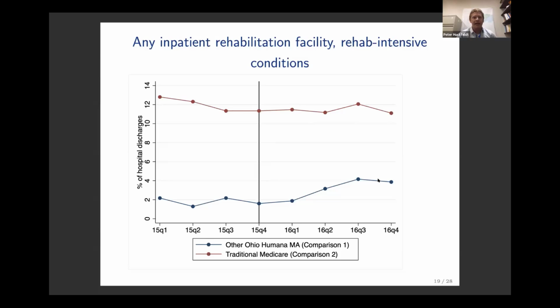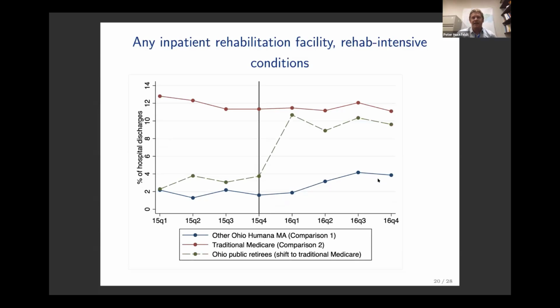So now I'm going to overlay on that Ohio public retirees. And there's just such a switch. In the pre-period, when they're in Medicare Advantage, their use of inpatient rehab facilities is very similar to other Ohio Humana Medicare Advantage enrollees. But when most of them switch to traditional Medicare, their use of inpatient rehab is very similar to traditional Medicare enrollees in Ohio. And so you're seeing this big shift in post-discharge care.